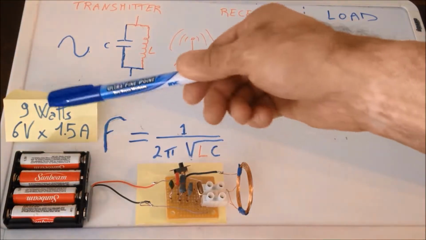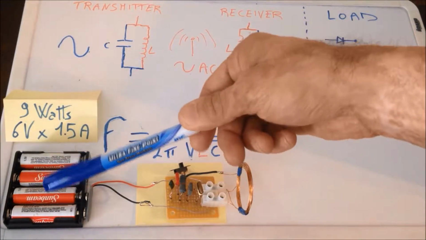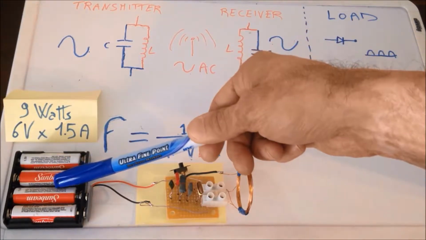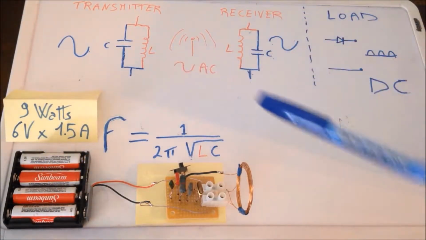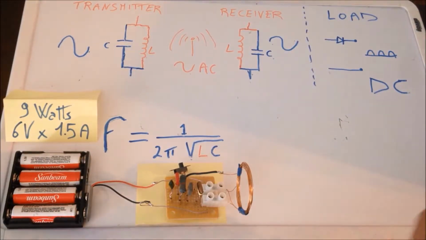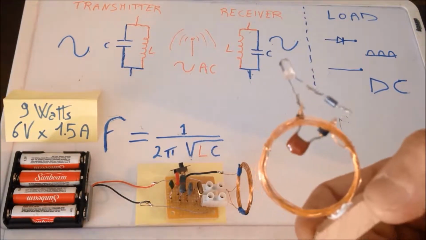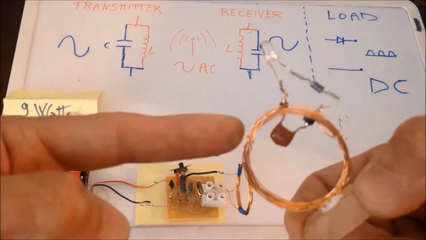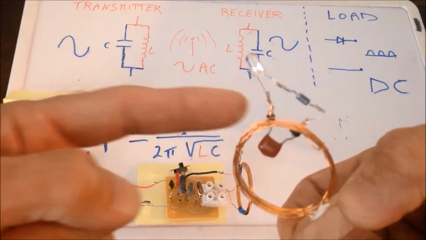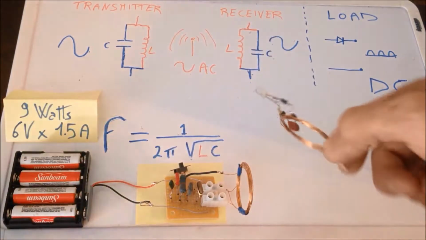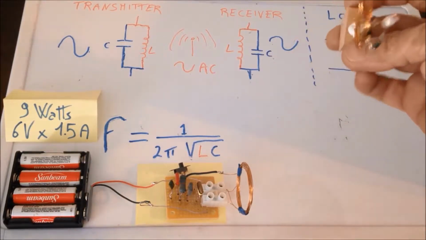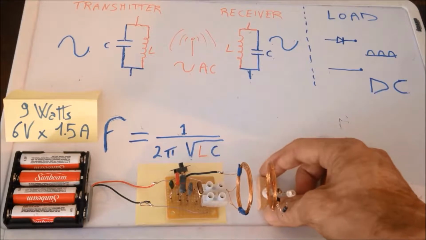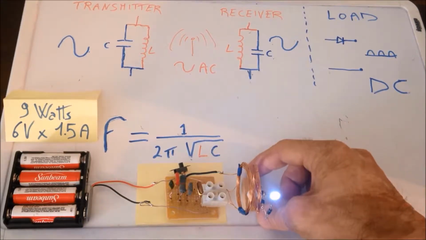Everything is powered by 9 watts of overall energy from 4 AA, 6 volts, 1.5 amps. Our load is going to be a classic LED with a rectifier diode and a capacitance. That's going to be our circuit receiver right there. Let's see how much power we can get out of this electrosmog. Right there, beautiful.